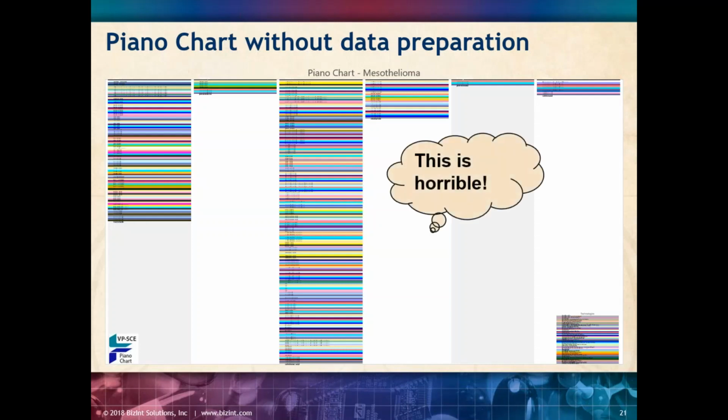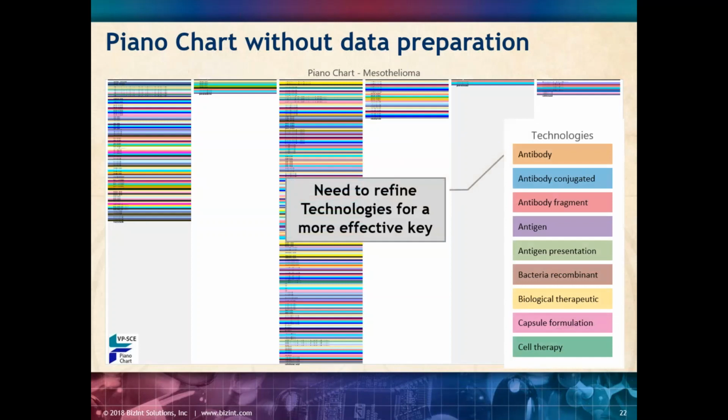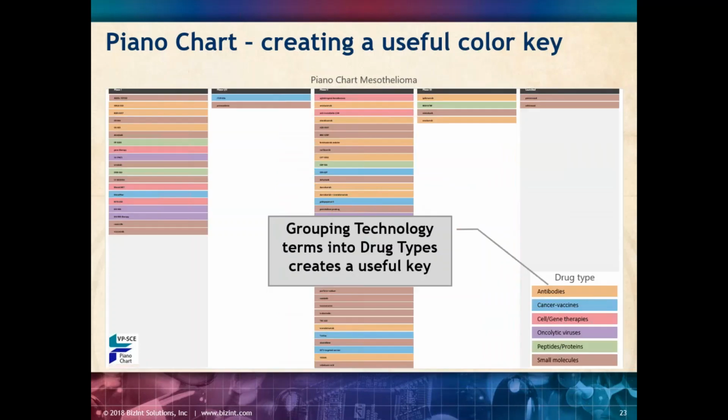So one problem is that there are 64 drugs color-coded by 58 different technologies, of which you see just the first few here. And what we need to do is group these 58 technologies into just 6 drug types so that we have a meaningful color code key. And this isn't a trivial task. VantagePoint provides some nice tools to do this, but using them requires a knowledgeable and confident analyst.